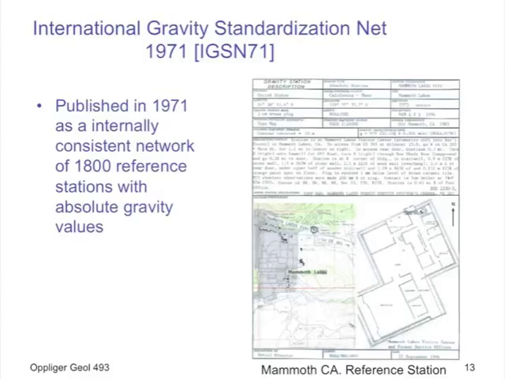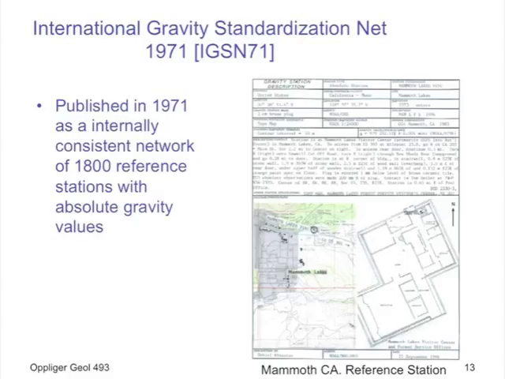So where do we find those absolute gravity values? We go to the PACES database at University of Texas at El Paso, and we look up our area. Every area throughout the United States and many areas in the world has an International Gravity Standardization Net station, IGSN 71. This was established before 71 and published in 71. So it's a set of stations that were measured all together in one campaign.